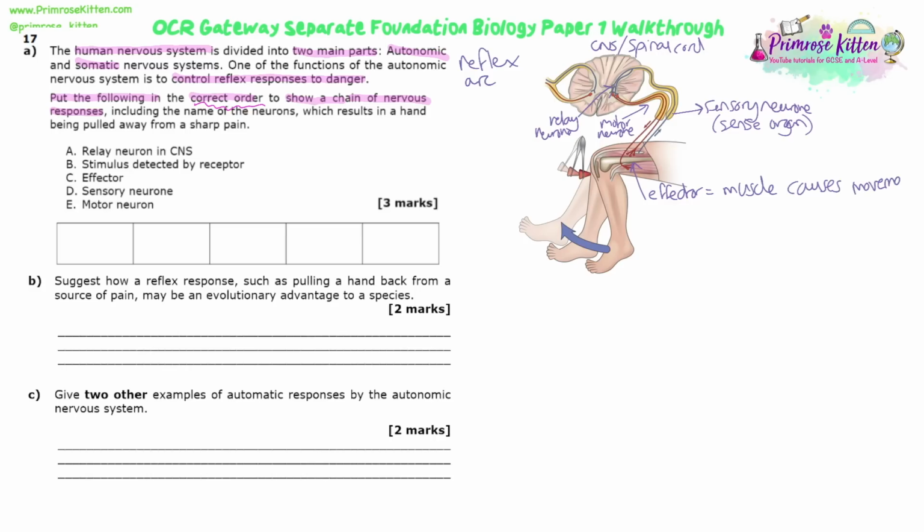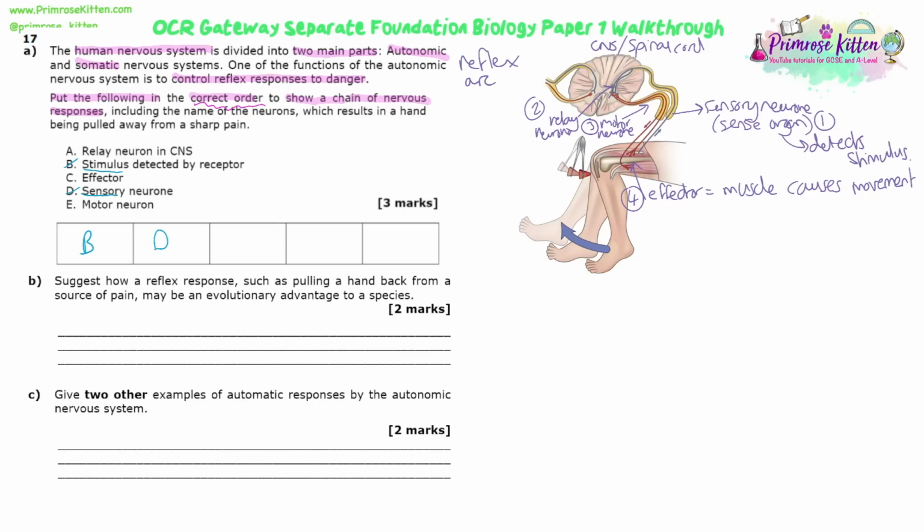Think about motor, like a motor in a car causes movement. So it's attached to the muscle because the muscle moves. All of the M's go together: motor, muscle, movement. So then let's think about the order. So obviously I've got my stimulus being detected by my receptors in my sense organs. So then that travels down the sensory neuron to the relay neuron, which is in the spinal cord or the central nervous system. Then that goes to the motor neuron, which then joins onto the effector, which is the muscle that causes movement. So our stimulus was at point 1, so that's going to be B.